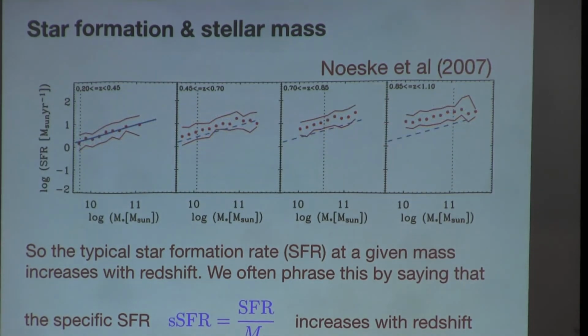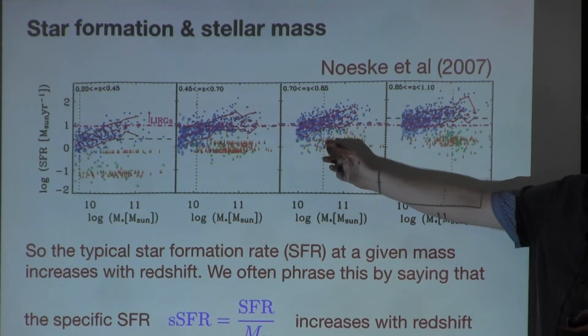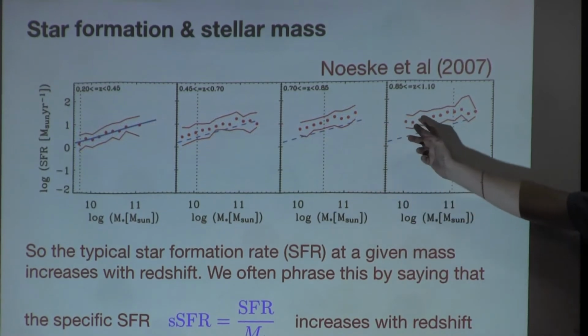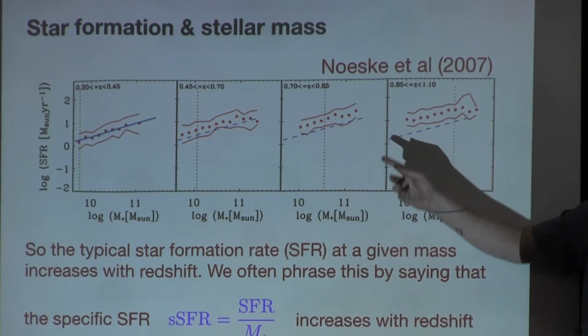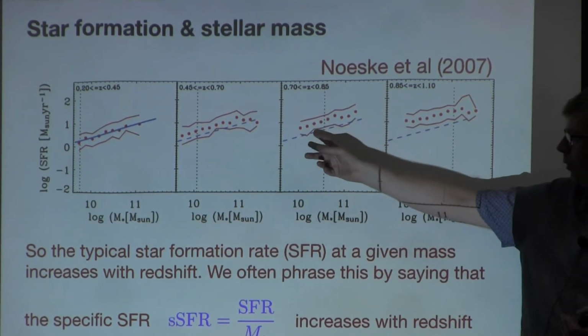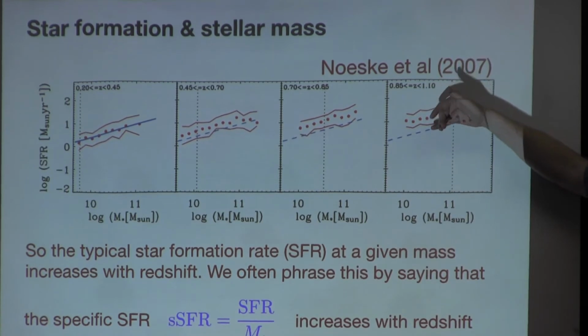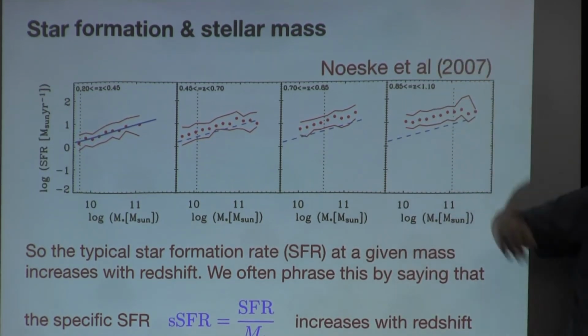So this is a simpler version of that same plot. I just got rid of all the data points and these upper limits, and I just focused on the star-forming galaxies and just using the medians in each bin. So it's a bit simpler. The blue line here is the same in all panels, so you can see how these shift up with redshift.